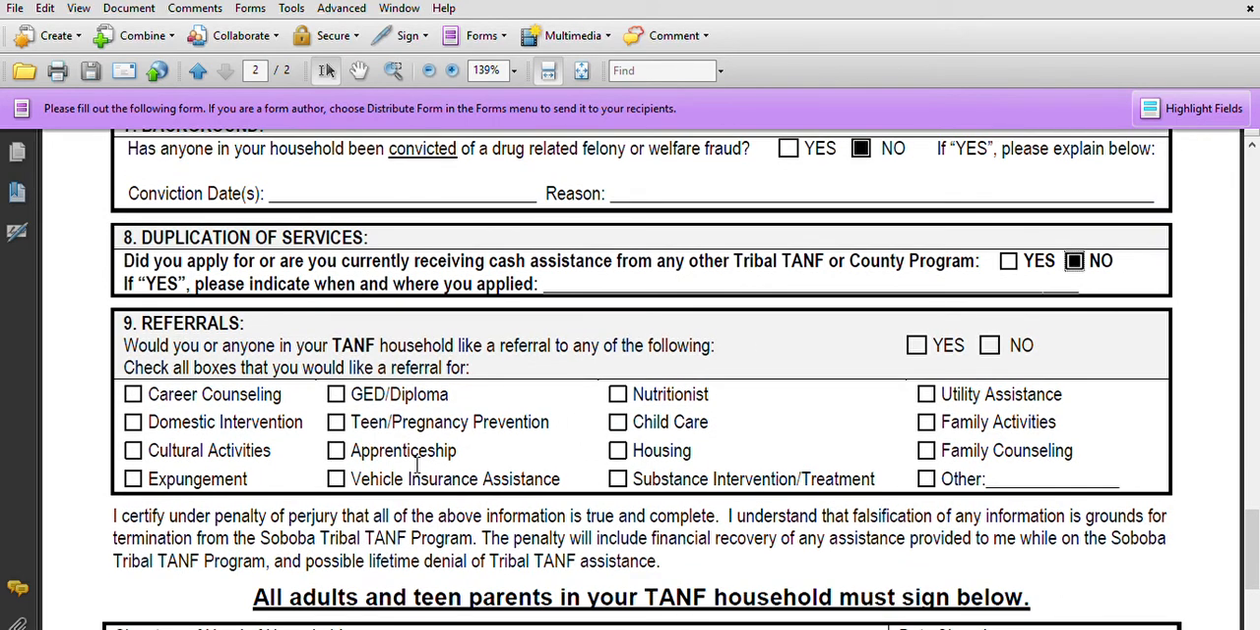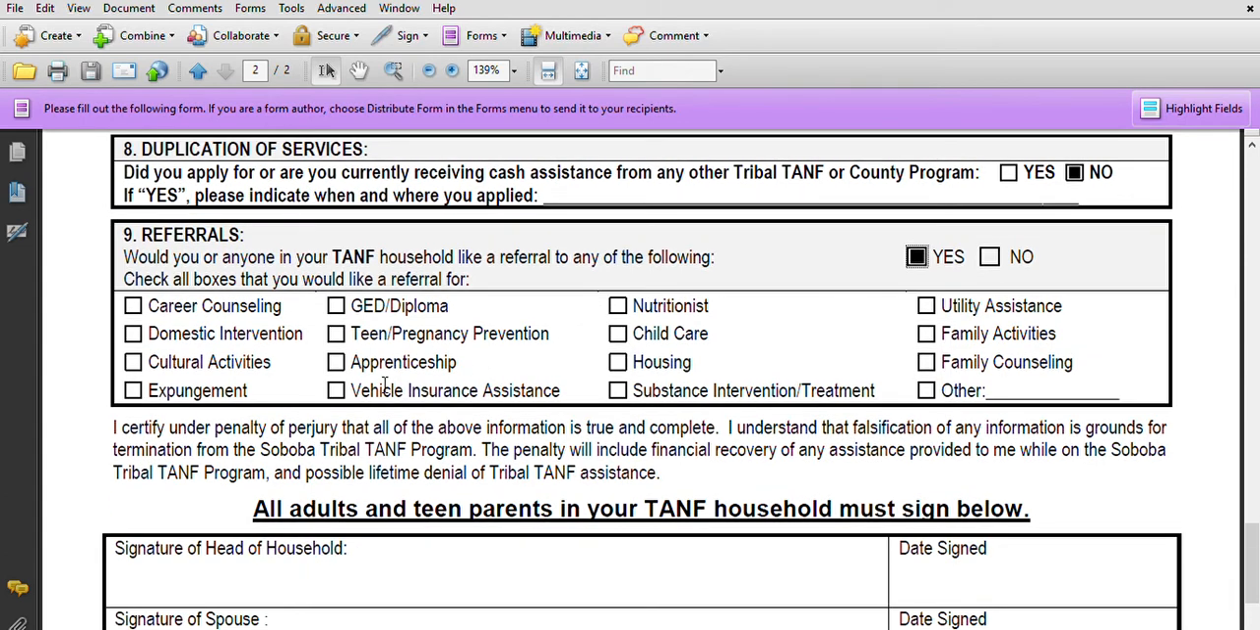Last question, question number 9. Would you or anyone in your TANF household like a referral to any of the following? Check all boxes that you would like for a referral for. This is where you're going to let your caseworker know if you're needing a referral for any of these services. In this situation, yes, Mickey Mouse, he needs some help paying for vehicle insurance, so he's going to mark vehicle insurance assistance.